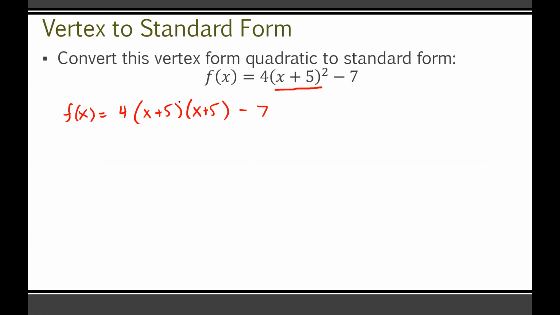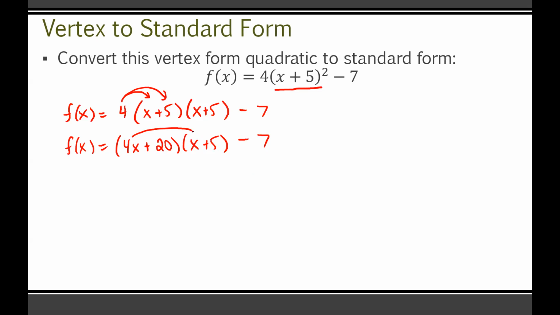Next thing you do is you can FOIL this through, but I think personally I might find it easier just to take this 4 and bring it in here first. What that's going to do is it's going to give me f of x equals 4 times x is 4x, plus 4 times 5 is 20, and that's still times (x plus 5), and then minus 7. Then I will FOIL these two, because now it's just two binomials together.